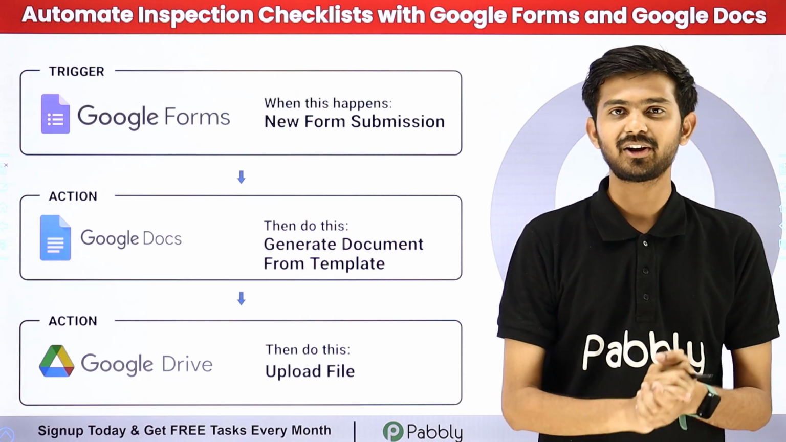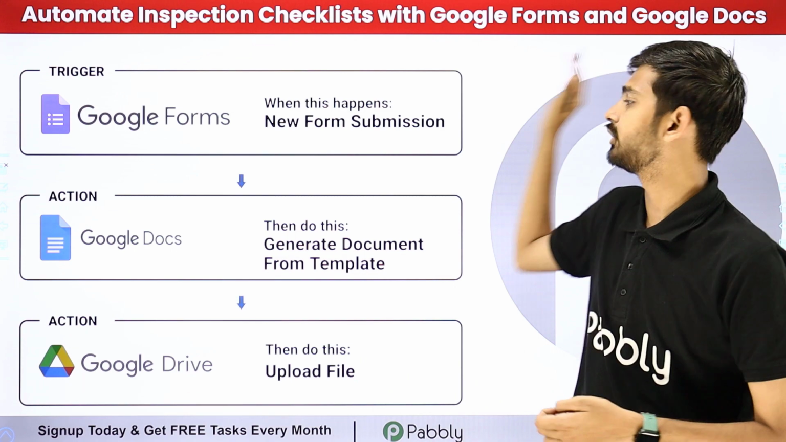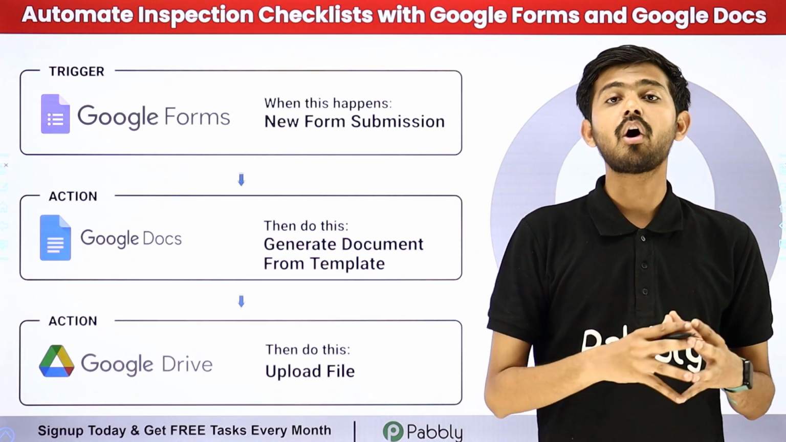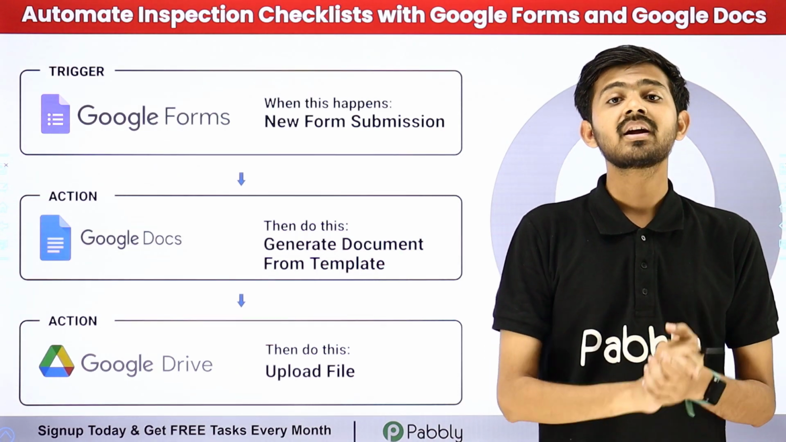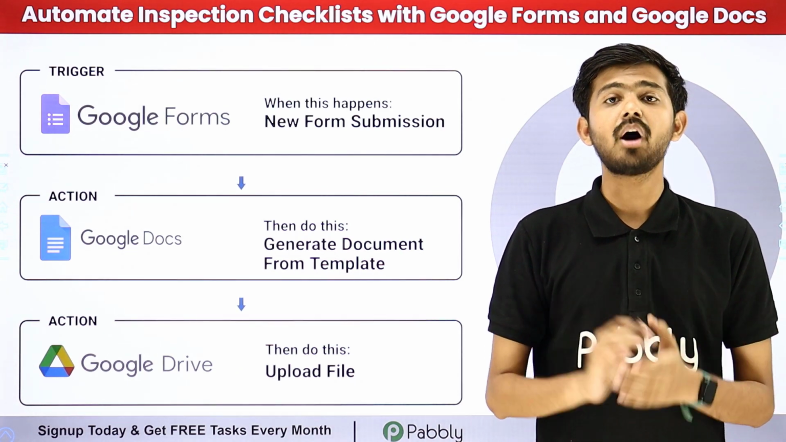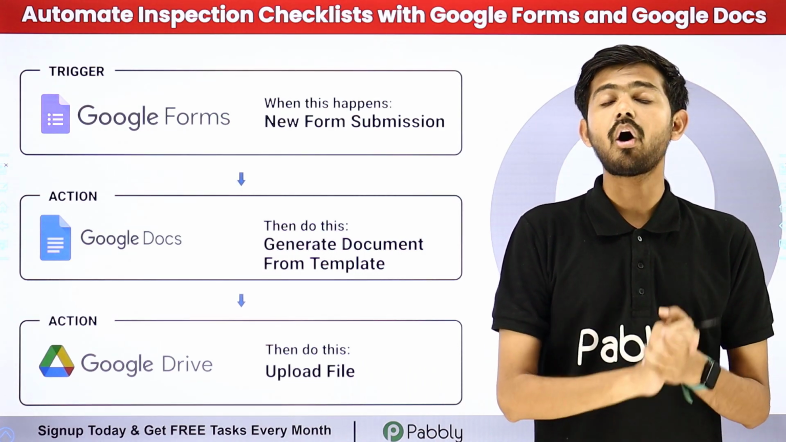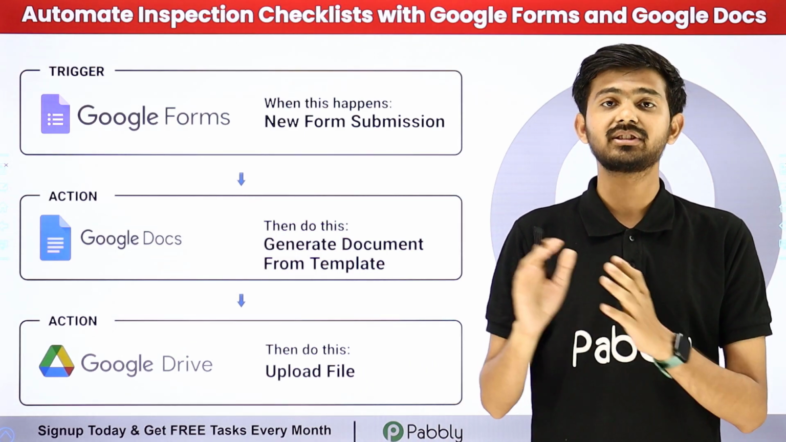Hello everyone, today our topic is how to automate inspection checklists with Google Forms and Google Docs. So I'm managing inspection in my manufacturing unit for all my products and I want to automate this process of inspection checklists. So for that I've created an inspection form in my Google Form. Whenever I receive a new form submission, then automatically by capturing that form submission, I'm going to get all the inspection details.